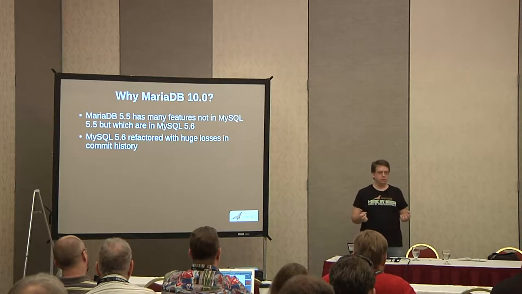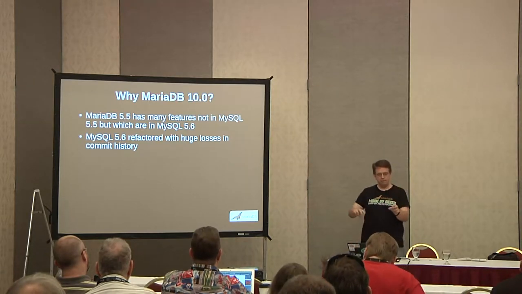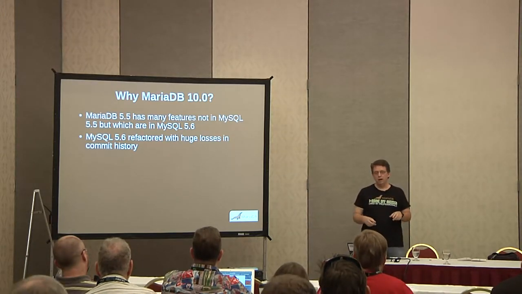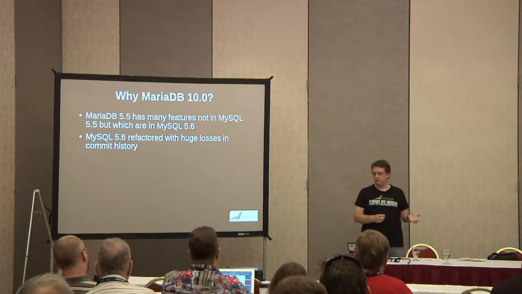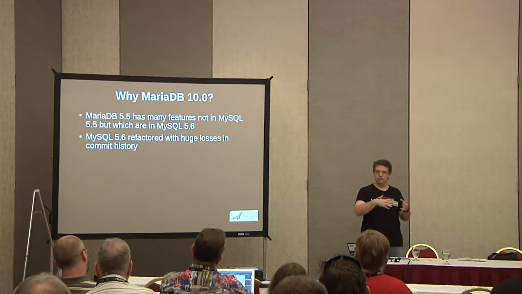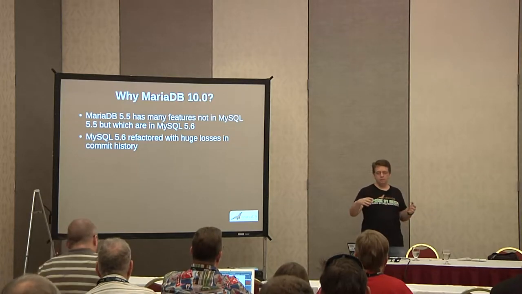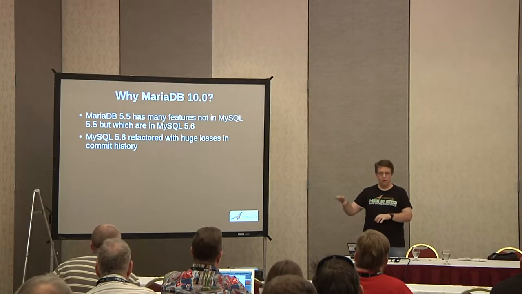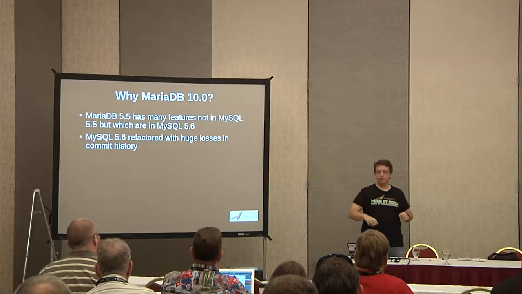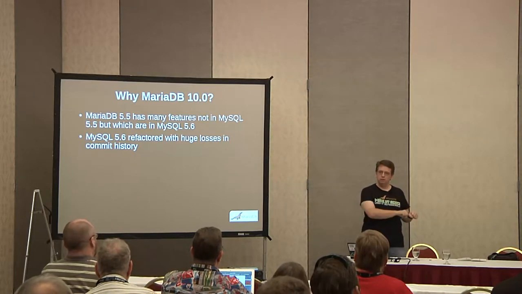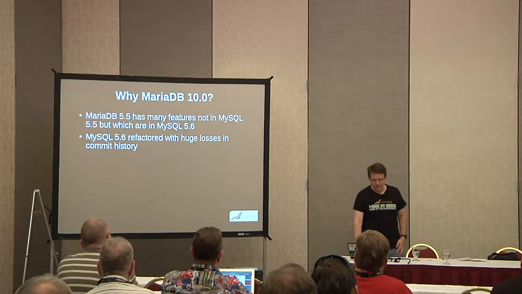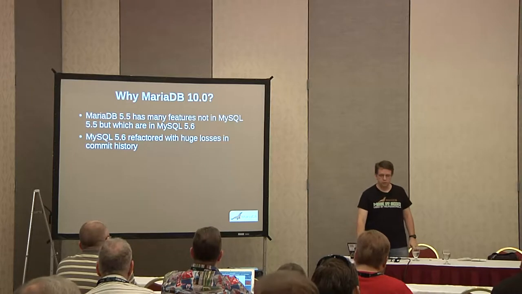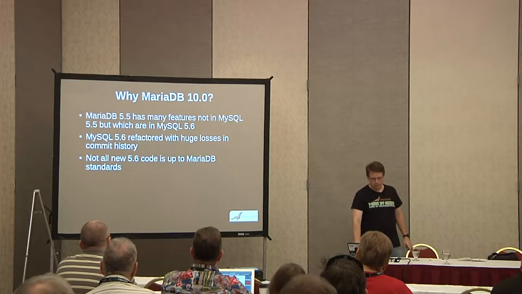And so what it's led to is there's huge losses in the commit history from MySQL 5.5 to MySQL 5.6 because they've moved things around. They've reorganized the code base. Our developers, when they saw that, made the decision that the commit history, all the versioning and everything is too important. We don't want to lose that. So as we implement 5.6 features, we have to take them and move them back one by one. And so that's an issue with 5.6, and a reason why we're not going to go to MariaDB 5.6.